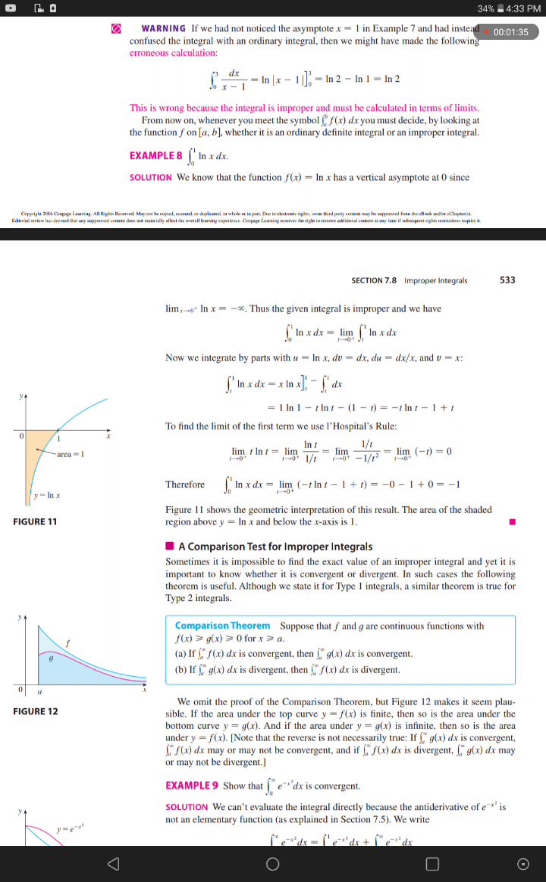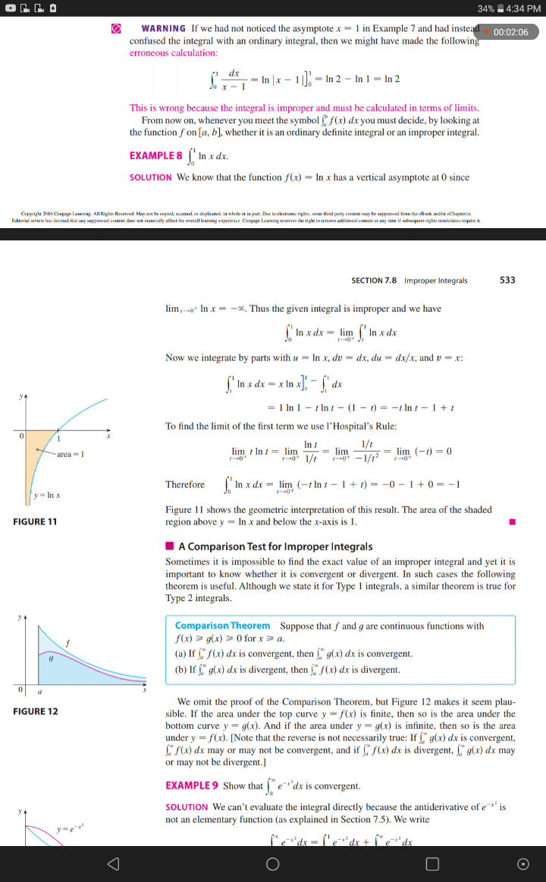Now we integrate by parts with u equals the natural log of x, dv equals dx, du equals dx over x, and v equals x. The integral from t to 1 of the natural log of x dx equals x times the natural log of x on the interval from t to 1, minus the integral from t to 1 of dx.